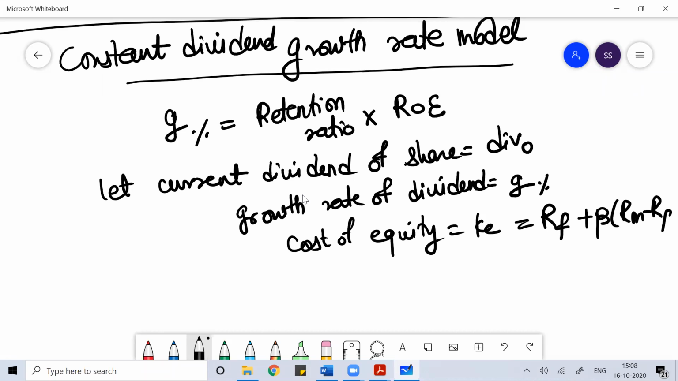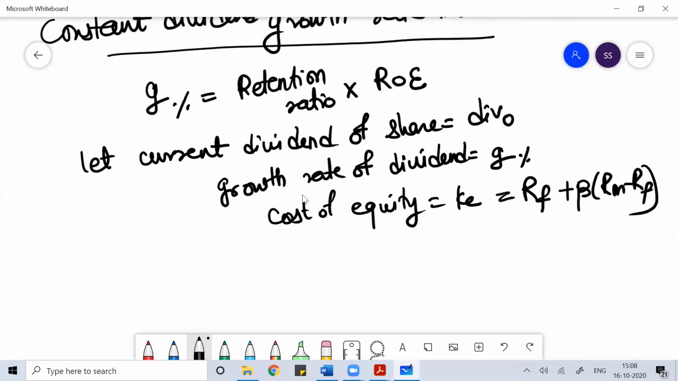If you want, you can determine cost of equity by this formula. Then the current price is this. So let's determine the price of the share.